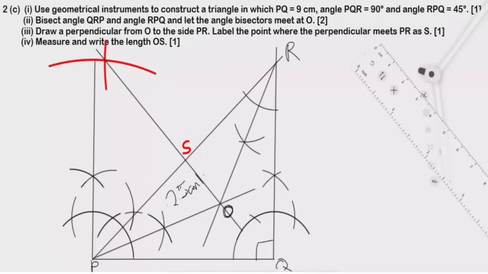Now let's go to section B. We come to question 3A. Question 3A is as follows. Find the value of 101101 in base 2 divided by 1001 in base 2. Give your answer in base 2.